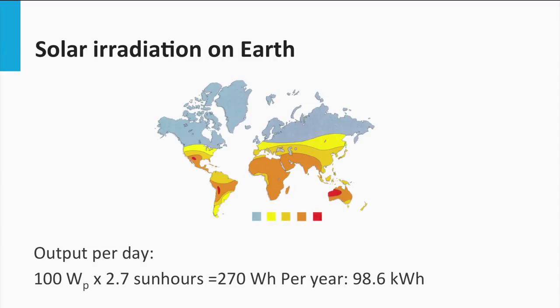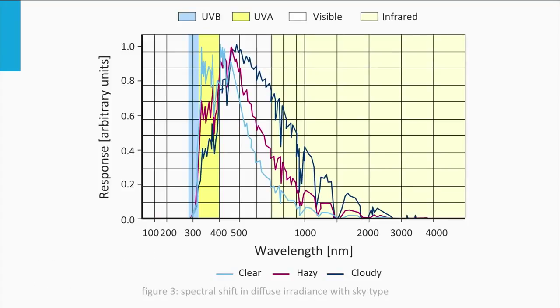In sunnier places like Spain, common irradiance can be around 4.2 sun hours per day. This means that the same 100 watt peak module will deliver on average 420 watt hours per day in Spain. On a day with a clear sky, the irradiance reaching the Earth's surface is typically in the range from 700 to 1300 watts per square meter at local solar noon, depending on the latitude, altitude and time of year.